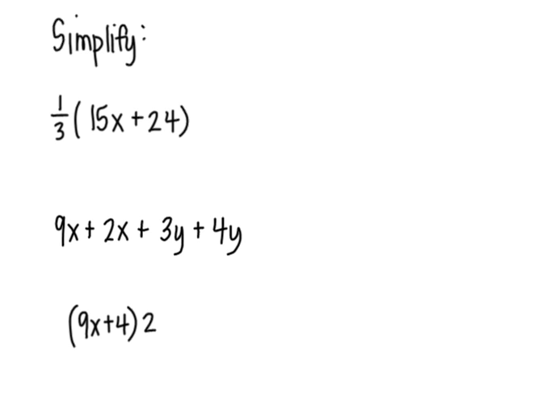For the remainder of the problems from this section, we will just simplify. The top one looks really tricky because it has the fraction. We are going to multiply the fraction 1/3 through the parentheses 15x plus 24. Multiplying by 1/3 is the exact same thing as dividing by 3. So the easiest way to think about this one is we're going to divide this 15 by 3 and this 24 by 3. And so 15 divided by 3 would give me a 5 with the x there, and 24 divided by 3 would give me 8.